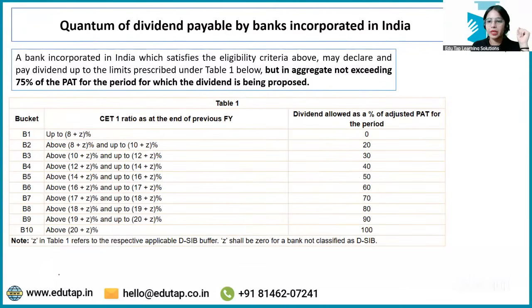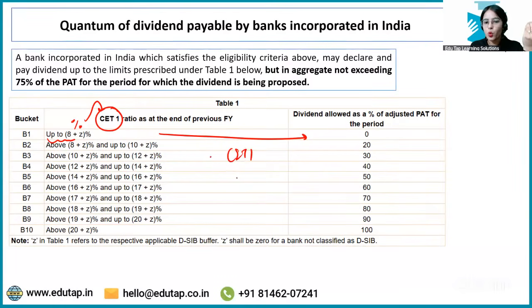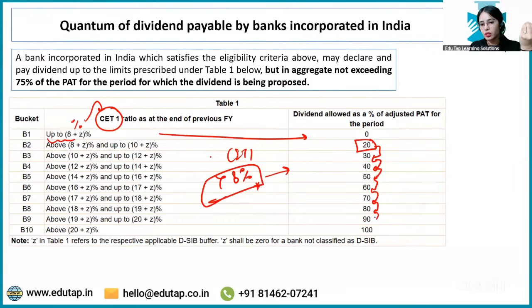You don't need to memorize it. If you can understand the basic idea that up to 8%, this is the minimum common equity tier 1, so 0%. Do not memorize it, understand the logic, okay? If the common equity tier 1 capital is more than 8%, which is what is required now, in this case the dividend payout can be 20%. After that, 10% will be the increase in the dividend payout.